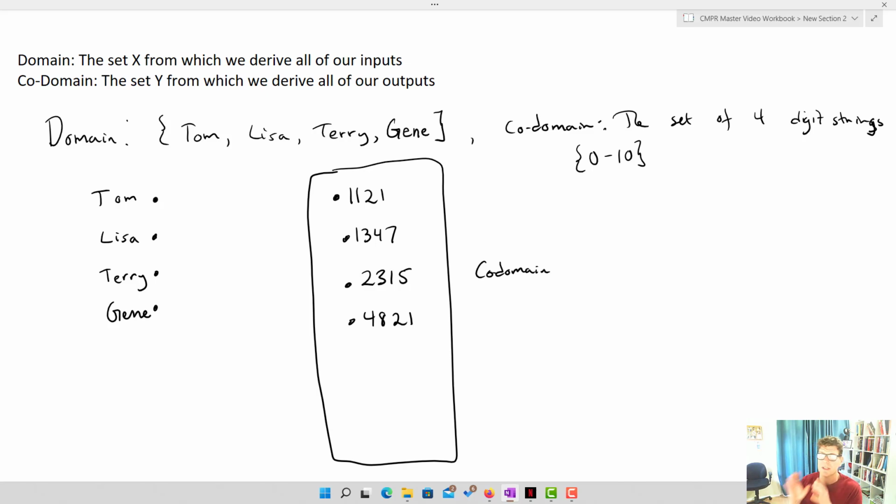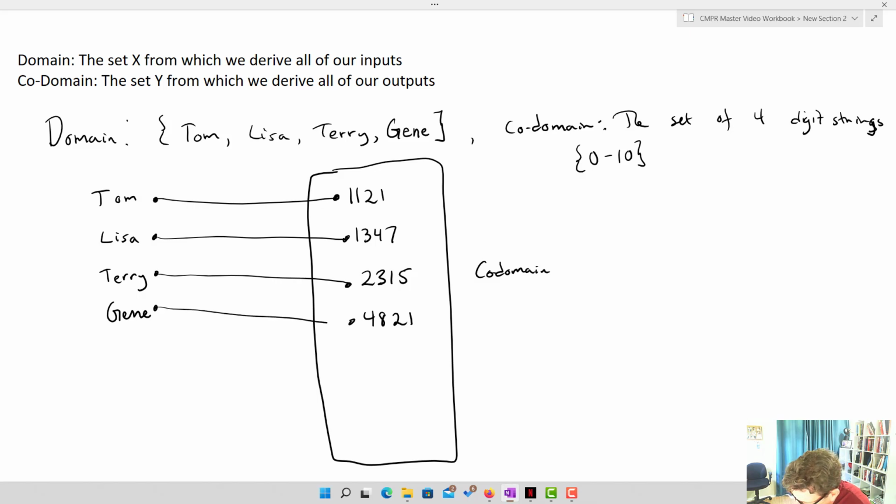Okay, and when it comes to codomain, we don't necessarily have to map to everything in the codomain. But let's say, for example, Tom maps to 1121, Lisa maps to 1347, Terry maps to 23415, and Jean maps to 4821. This is still a function, because what we're doing is we're taking every member of our domain, Tom, Lisa, Terry, and Jean, and we're mapping it into something in our codomain. That's the Y set. And for every one element in the domain, it maps to one and only one element in the codomain.